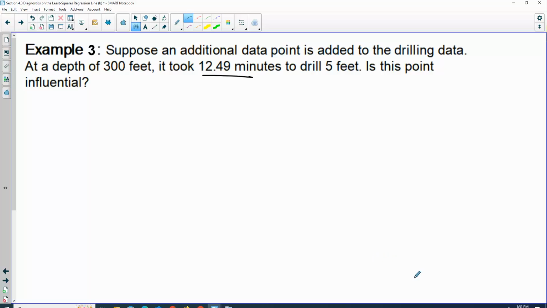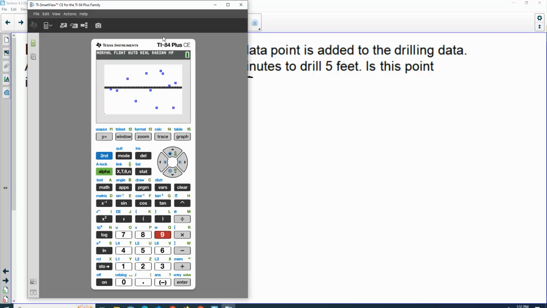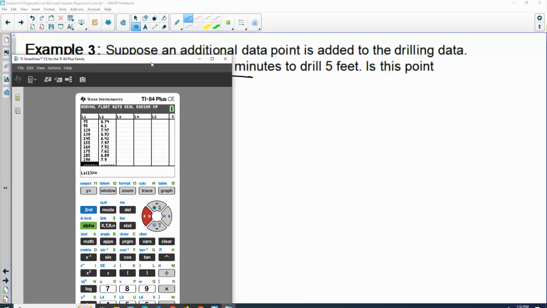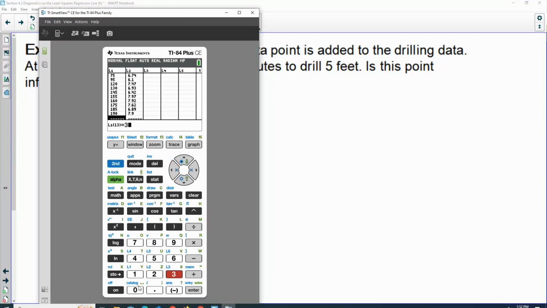Is this point influential? So I want all of you to go to your calculator. We have to go back to our L1 and L2. And what I need to do is down here at the end, I'm going to add in this new point, 300 and 12.49. And let's go ahead and run our regression line.